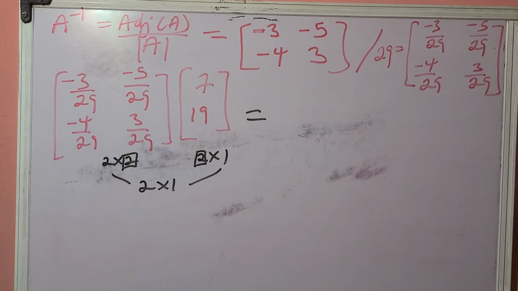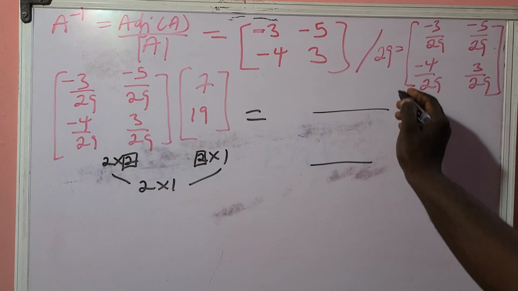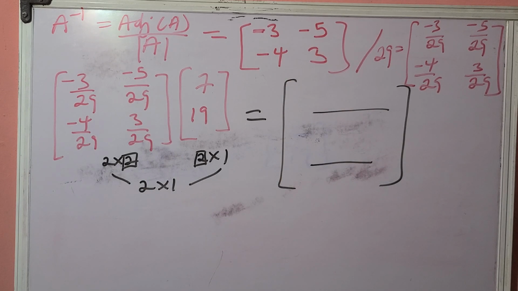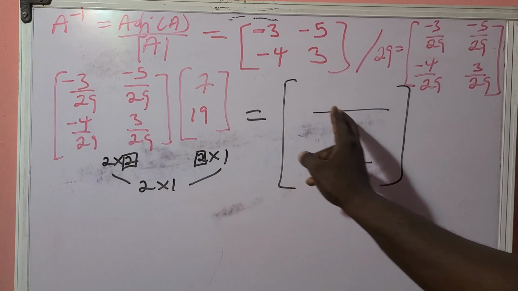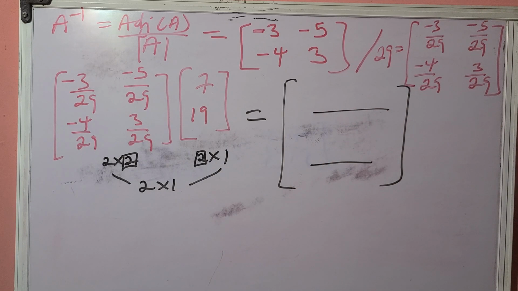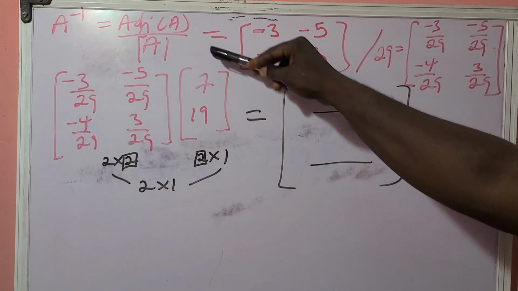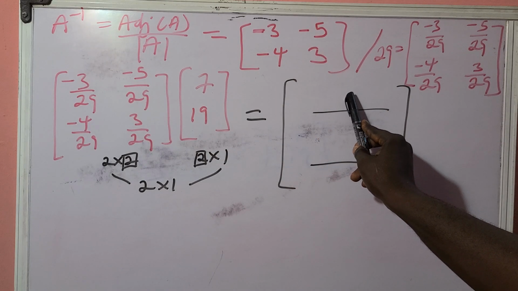So we have a 2 by 1 matrix. So we have something like this. How do we find the values here? This is row 1, column 1. As I explained in the video under matrix multiplication, what you have to do is to pick row 1 here and let it come on with column 1 here. That's how you get row 1, column 1.